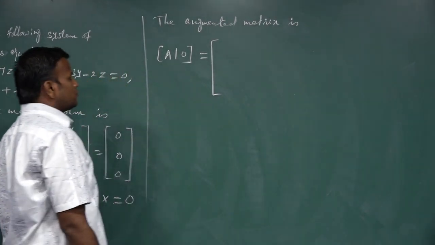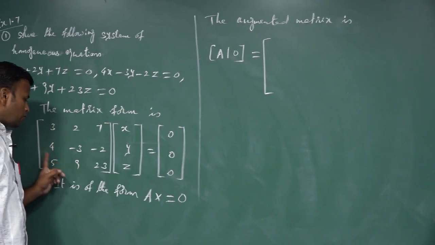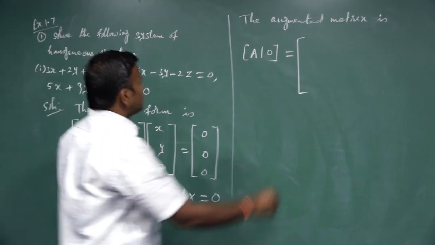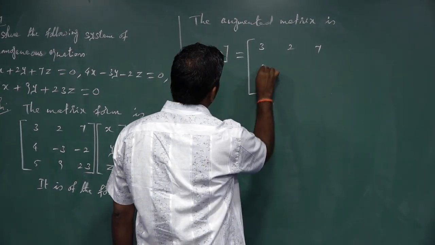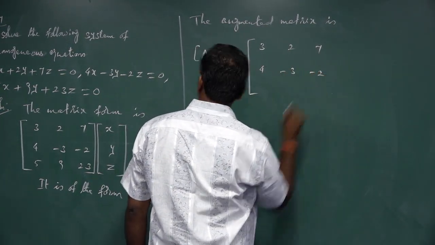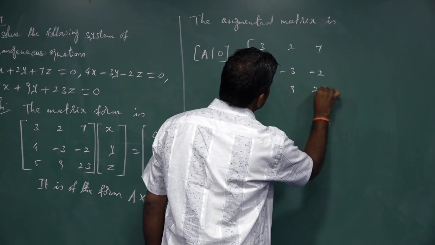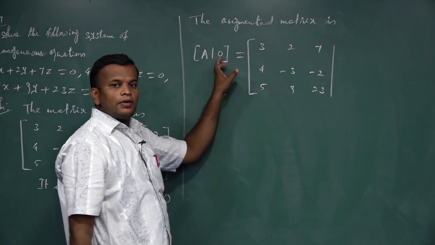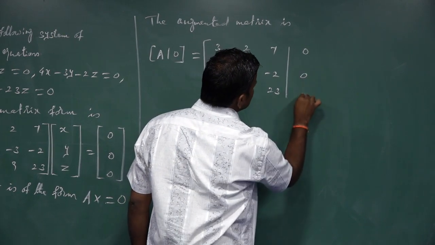First you write the values of A: 3, 2, 7, 4, minus 3, minus 2, 5, 9, 23. So we write first of all 3, 2, 7, 4, minus 3, minus 2, 5, 9, 23. It should be extended by another column, the 0 matrix, which contains all values 0, 0, 0.